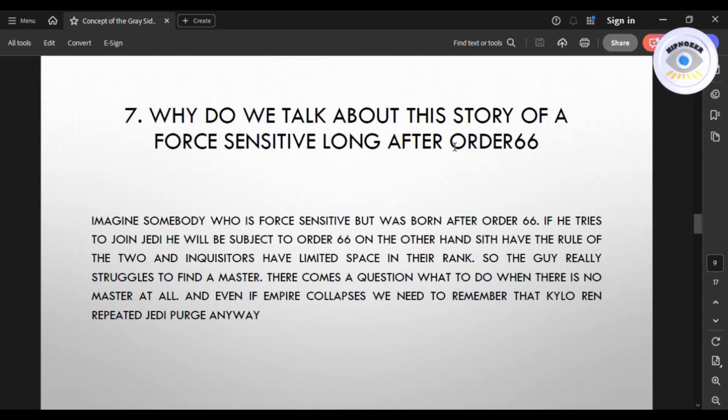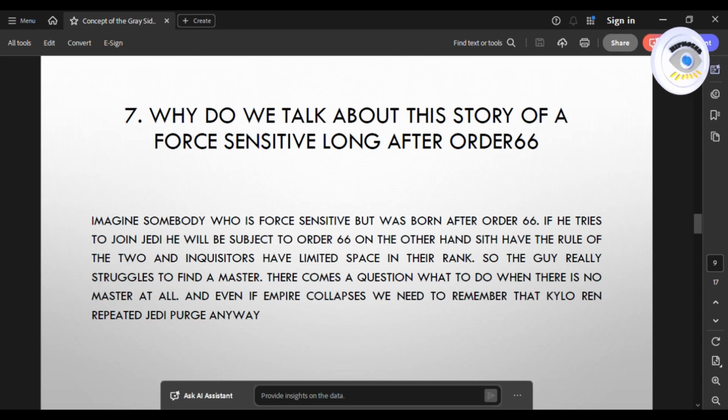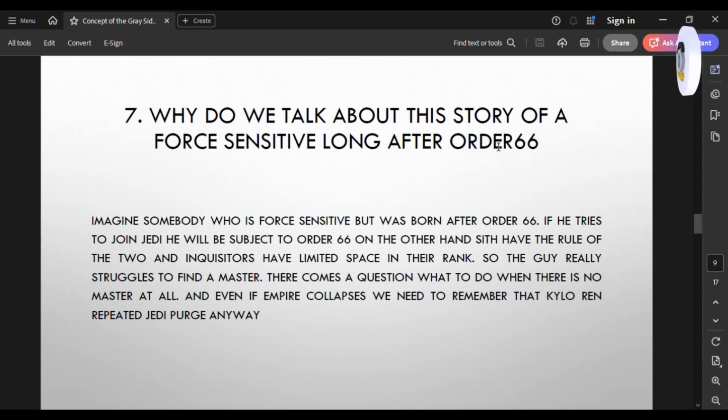Okay, and why do we talk about the grey side? Now, let's imagine a Force sensitive who was born long after Order 66, and he tries to find a master, but he's not sure which side to join. If he joins the Jedi, he will be subject to Order 66. Even if he ends like Ahsoka Tano, he will be subject to Order 66. Now, he might try to join the Sith, but again, they have the rule of two, and Inquisitors have limited space in the ranks. So that guy will struggle quite a lot to find a master. And we wonder what to do to master the Force in a time when there is a master crisis.